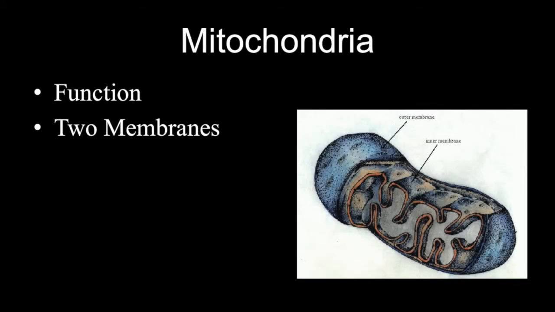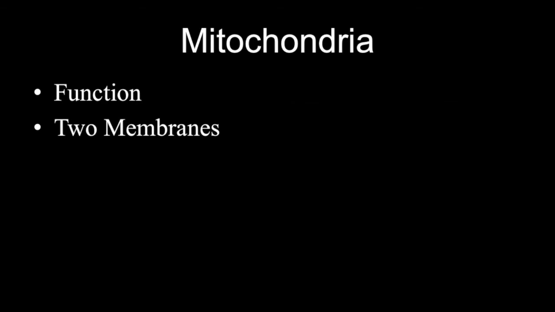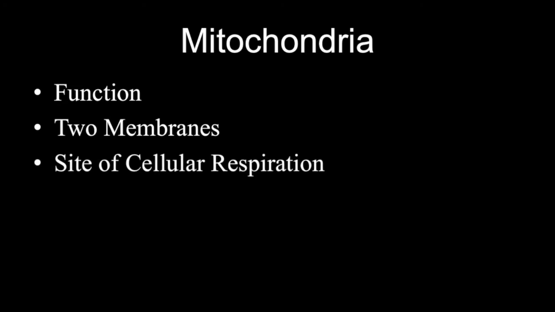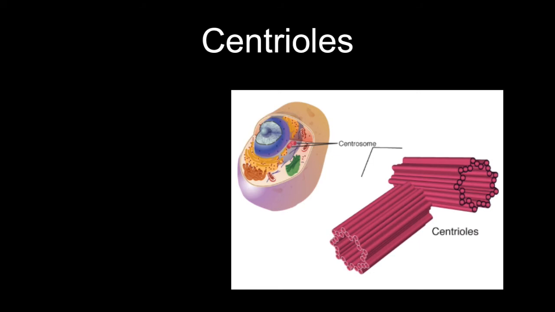The mitochondria have two cellular membranes, an outer and an inner membrane. The inner membrane is known as the cristae, which increase the surface area so more energy can be produced without taking up too much room. Mitochondria are also the site of cellular respiration. Sugar and O2 combine to make ATP energy, carbon dioxide, water, and heat.